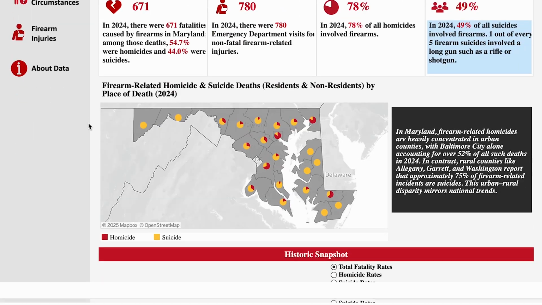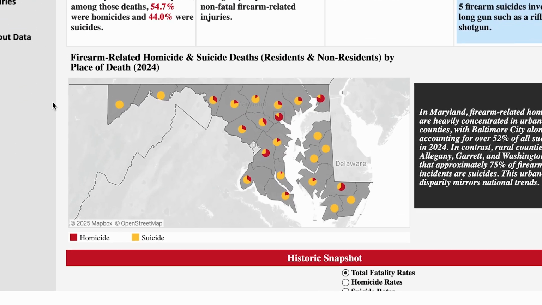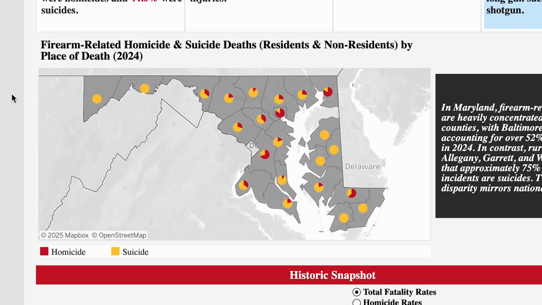As you scroll down, there is a heat map, and this is going to represent different jurisdictions and the percentages that are homicides and suicides. And this is going to be represented by pie charts.